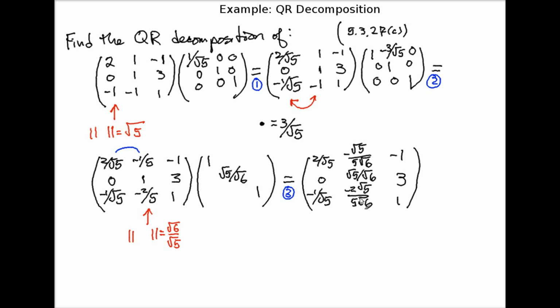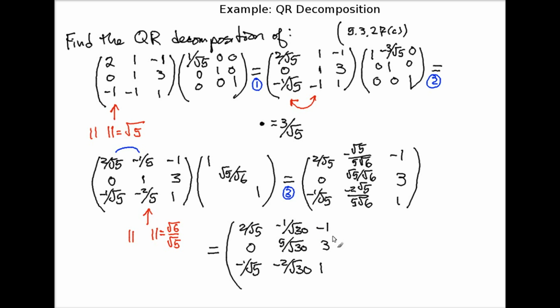Now, I don't really like leaving the second column in this form, so I'm going to rewrite that. The first column doesn't change. The second column can be simplified to have a denominator of 1 over radical 30. And it comes out like this. Okay, so that's not a really new step. It's just simplifying the second column.